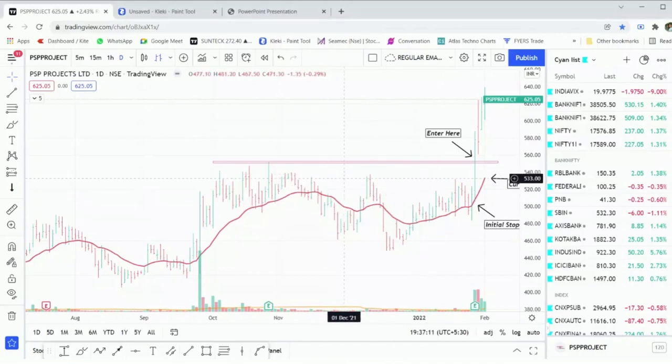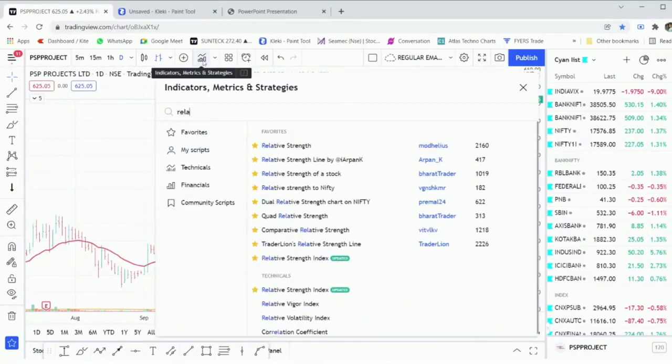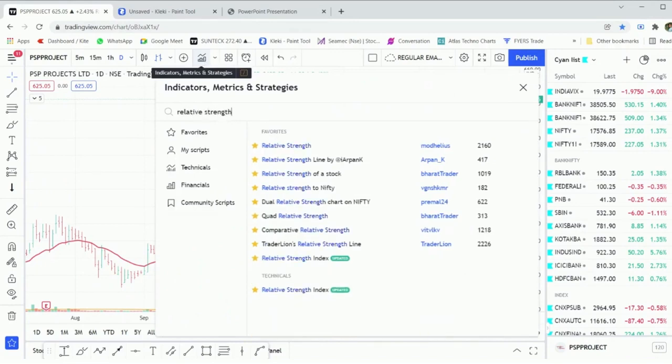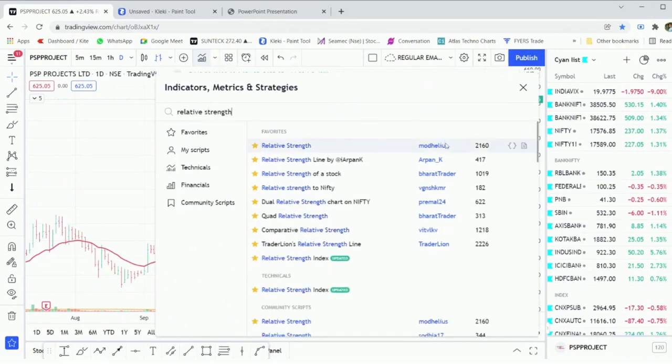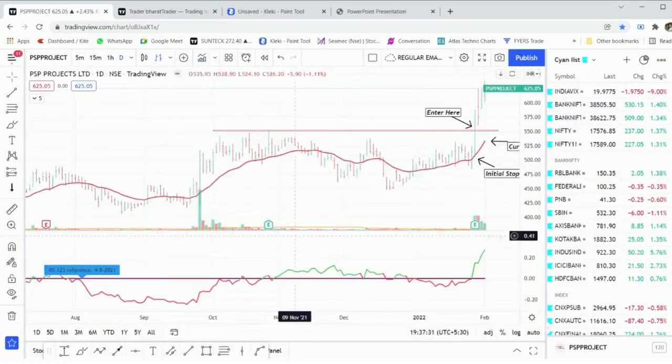How to apply the relative strength indicator on the TradingView platform? Go to the indicator section and type here relative strength, and you can see it has been coded by numerous people. So we will select the one by Bharat Trader. Sorry, select this on the chart, and now on the chart you can see something like this.